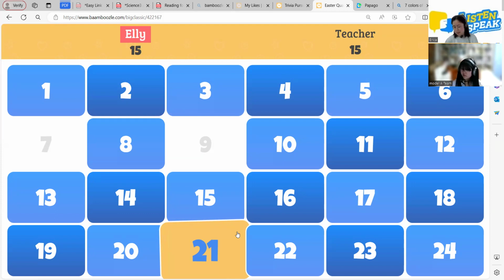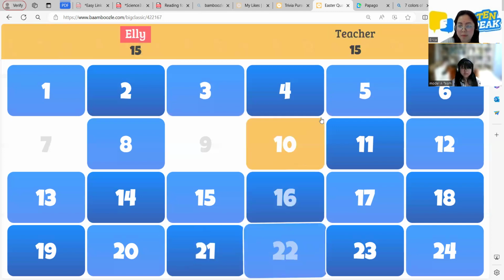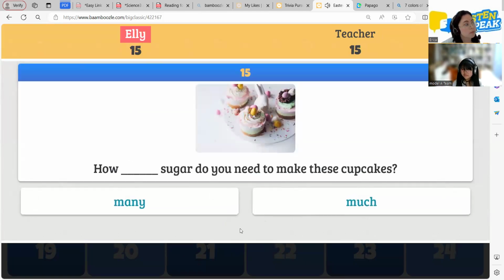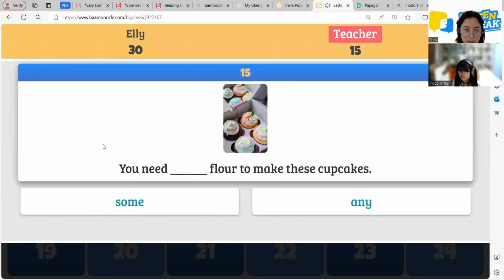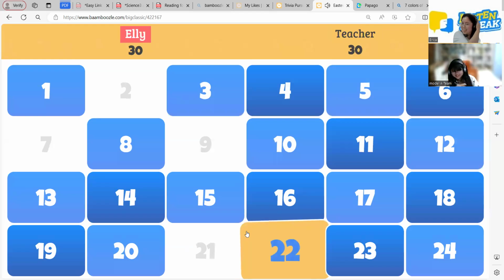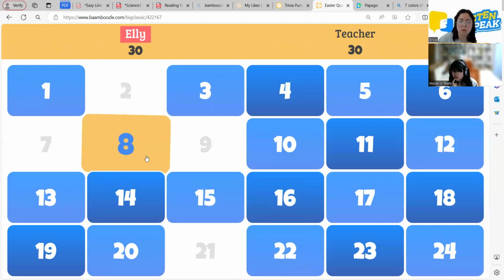Ellie, your turn. Two. How much sugar do you need to make this cupcake? Okay, good. All right. 21. You need some flour to make these cupcakes. It's my turn. Nine. Oops. Oh, no. No more nine. Ellie. Where are you looking?